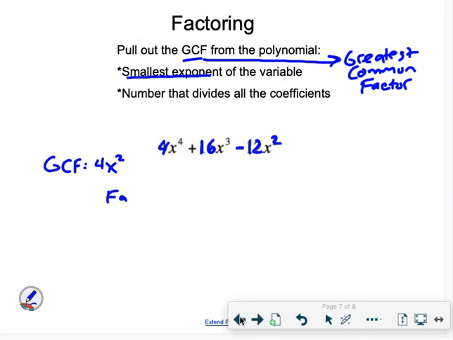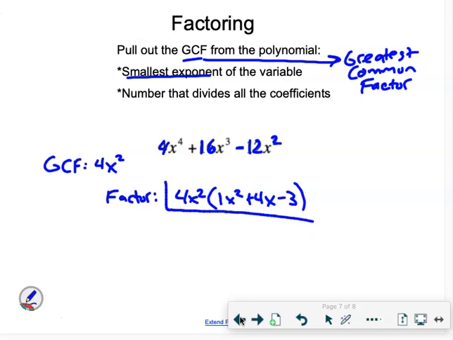So when we factor this then, we put the GCF out front. We divide everything in the original equation by the GCF. So 4 divided by 4 is 1. X to the 4th divided by x squared is x squared. We're subtracting those exponents. 16 divided by 4 is 4. X to the 3rd divided by x squared is x to the 1. And then negative 12 divided by 4 is negative 3. And we are taking all the x squareds out of that. So here would be the factored version of that problem.